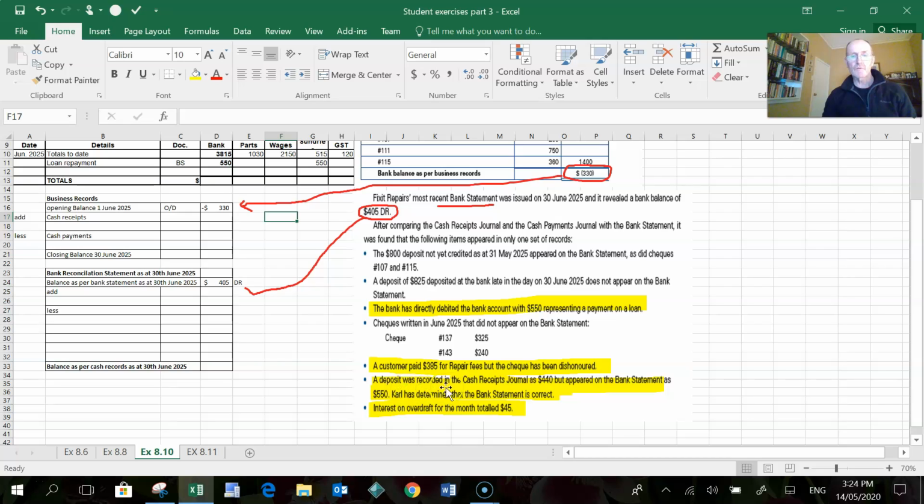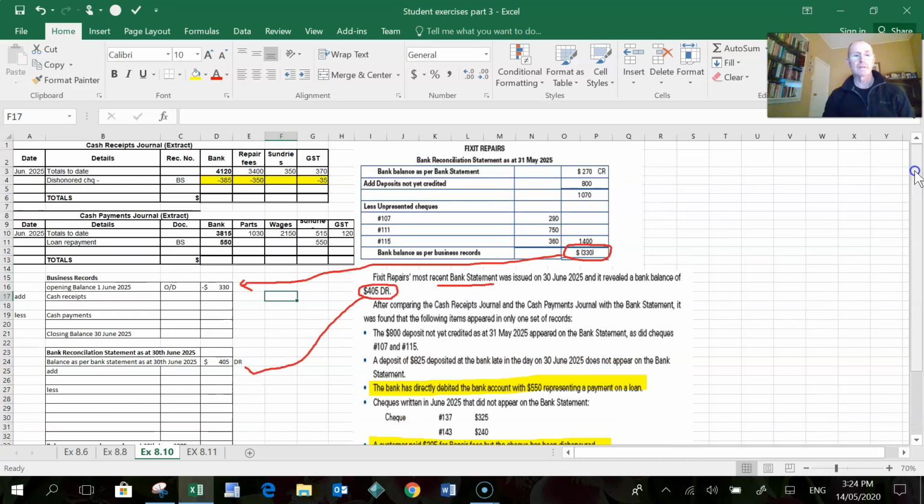A deposit was recorded in the cash receipts journal as $440, but appeared on the bank statement as $550. Right, so it should have gone through as $550. We've only processed it for $440, so we're $110 short. So we need to add in here, error, and add in the $110.